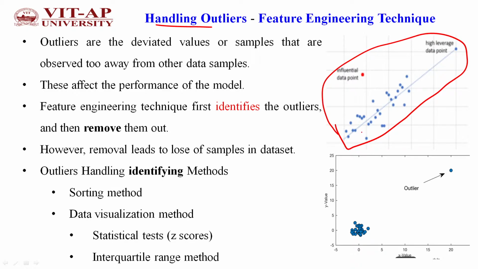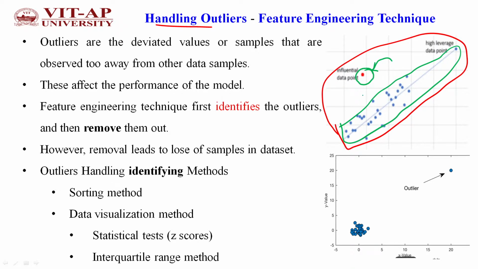These are the data points available in the plot. In these given data points, these data points are behaving similarly, but this single data point is behaving in a different manner. So how do we identify that? This different-behaving data point is called an outlier.